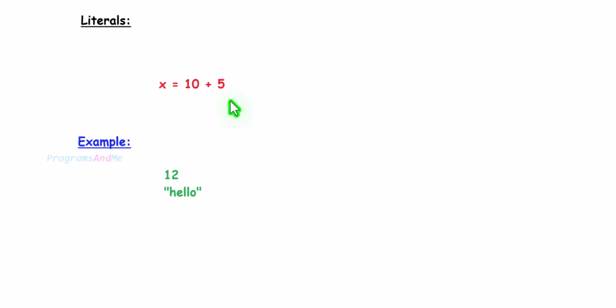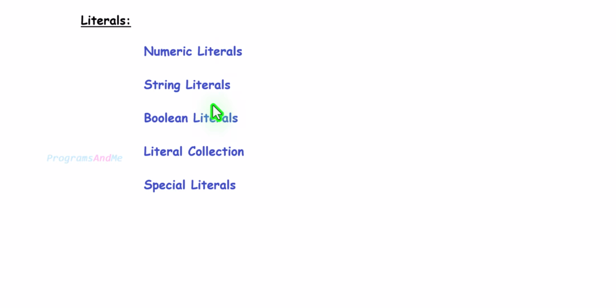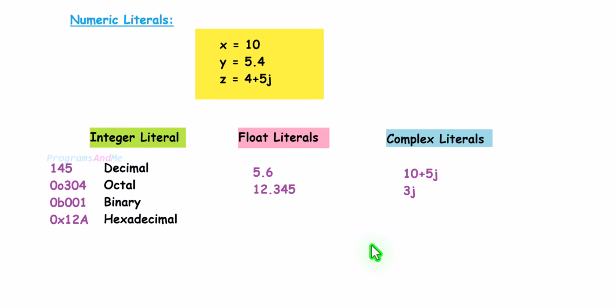And there are different types of literals in Python. Numeric literals, string literals, boolean literals, literal collections, and special literals. So we'll discuss these types of literals one by one. So first let's talk about numeric literals.